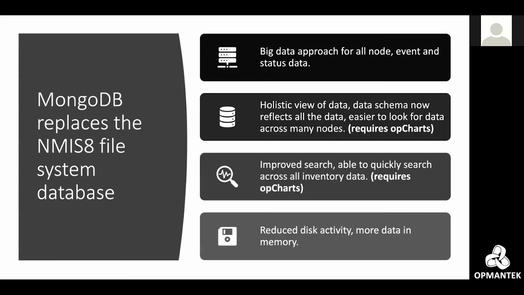So MongoDB, this is probably again the biggest thing. It's a big data approach for all the node event and status data. Again, that big data approach is really, really critical. Now you can ask questions and get a holistic view of all of the data. And really fundamental, we've changed the schema so that that's possible. But now, instead of just seeing the interfaces for a single node, you can see the interfaces for all nodes and perform queries. So you can really quickly query for IP addresses or find all interfaces that match a certain criteria and filter those.